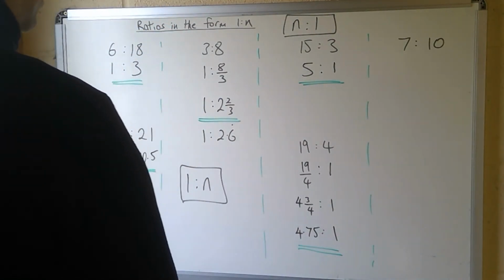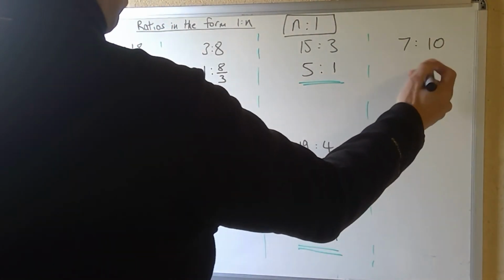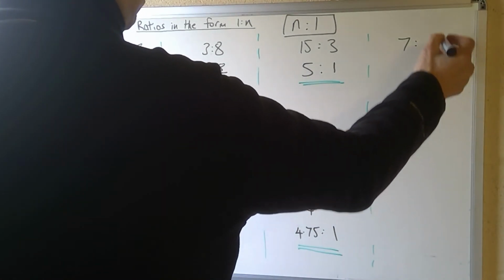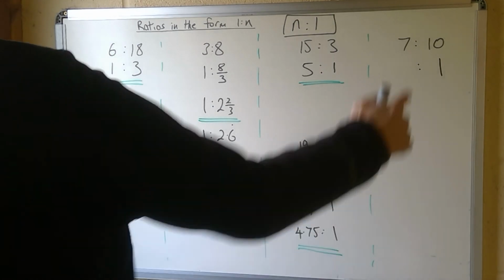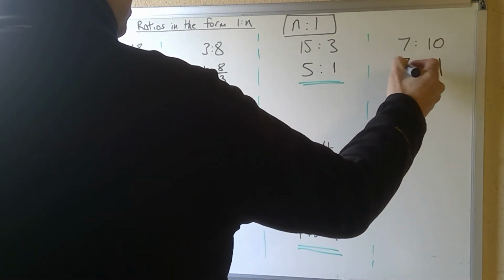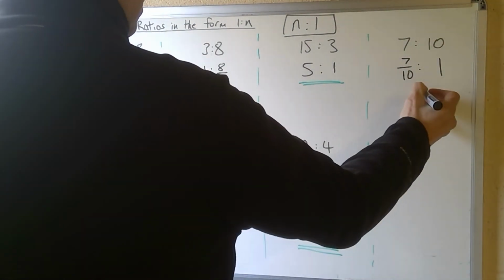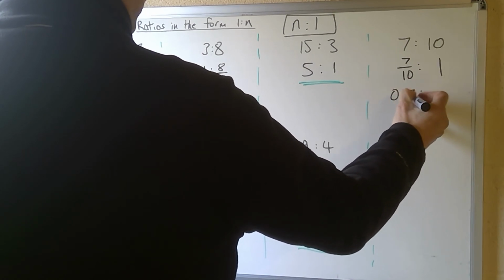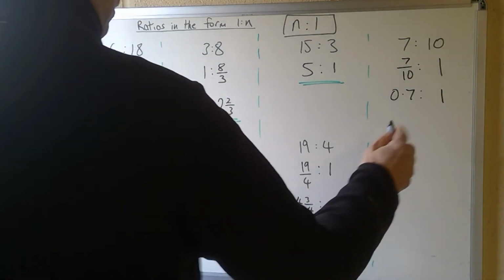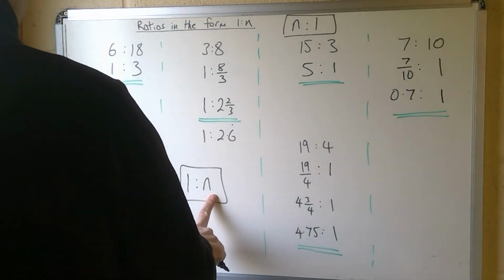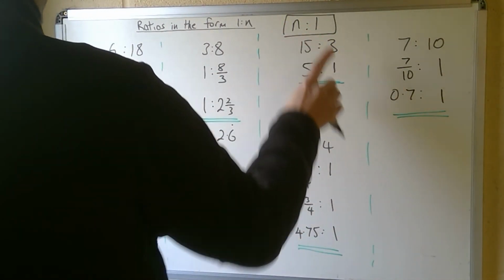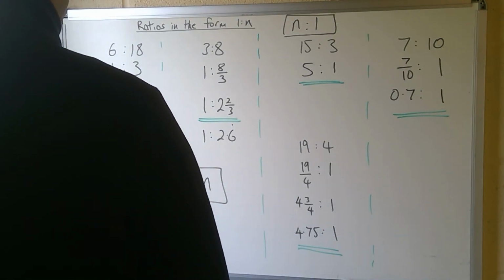And the final one I'm going to do here, sometimes the side that you want 1 can be the larger one to start off with. It doesn't make any difference, it just works in the same way. So I'm dividing by 10, so I get 7/10, or if you prefer, 0.7. So these are ratios in the form 1 to n. These are in the form n to 1, but really it's the same process.